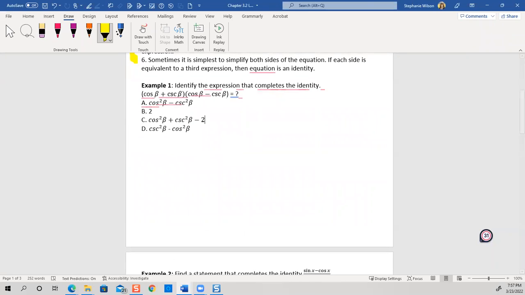Example 1 says you're given these two binomials multiplied by each other. If you notice in the binomials, the first terms are identical, the last terms are identical, but the signs are different. So we have a difference. I can use the shortcut a squared minus b squared, where a is my first, cosine beta squared, minus b, which is the last, the cosecant of beta squared. And I can rewrite this. I just solved it. So my answer here is A, as you can see.